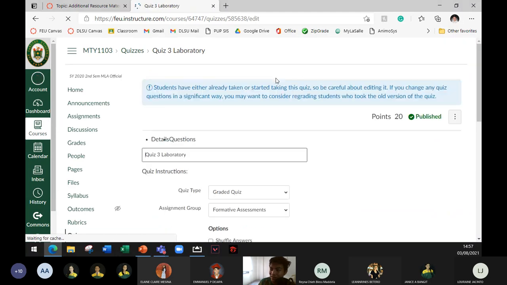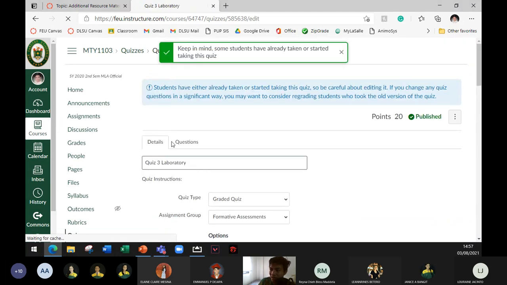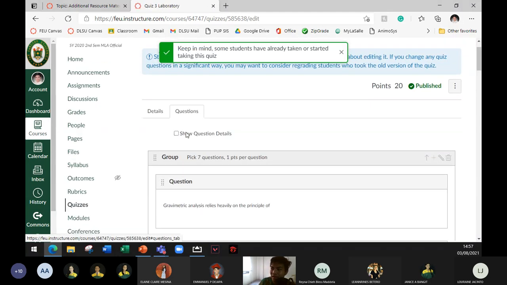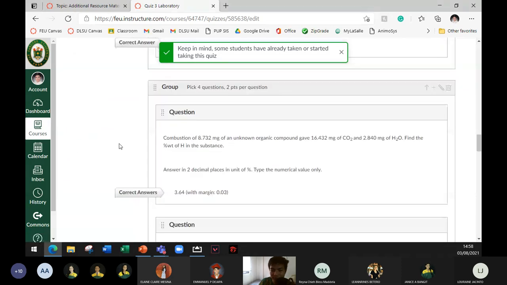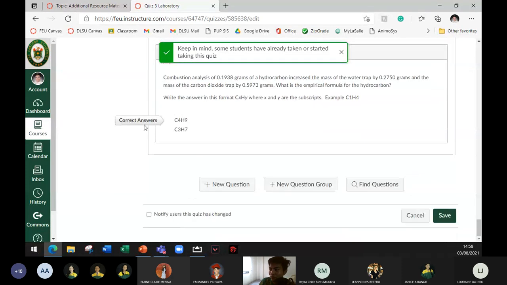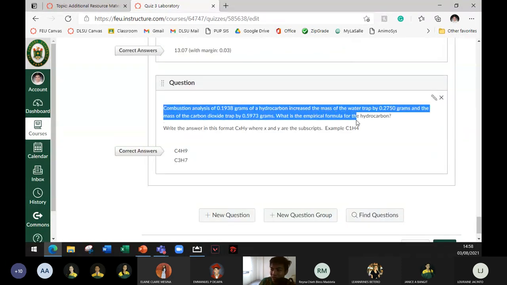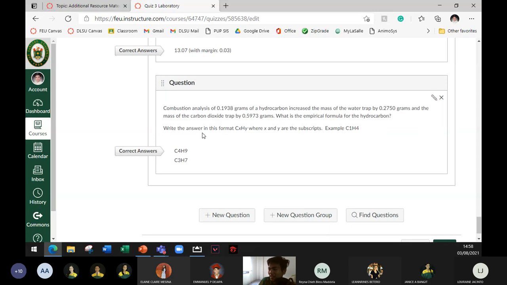Okay. So, di ba may item dito sa quiz 3 lab na ganito? Hindi lahat na take to, no? The combustion of blah, blah, blah. Sabi dyan, write the formula. So, mapansin nyo, dalawa yung correct answer. It's either C4H9 o kaya C3H7. Which one is more correct? Yung more correct ay itong C4H9. Pero bakit dalawa yung kinonsider kong answer?